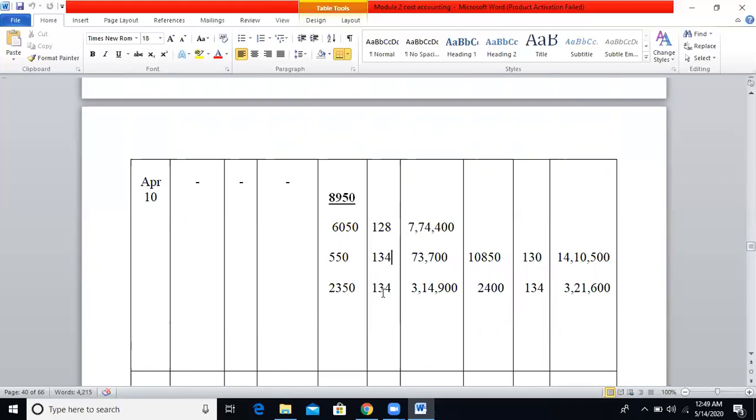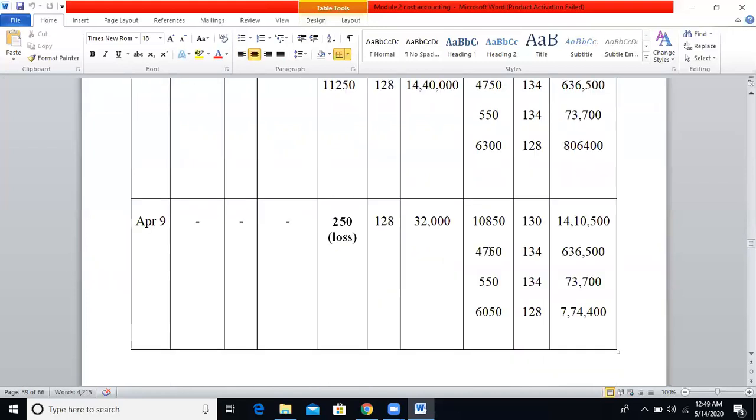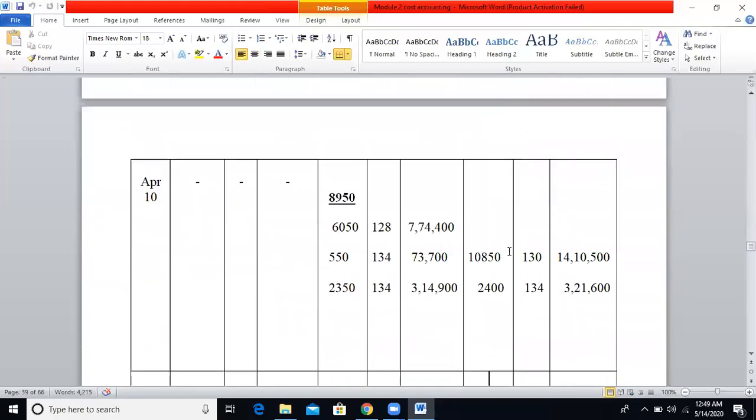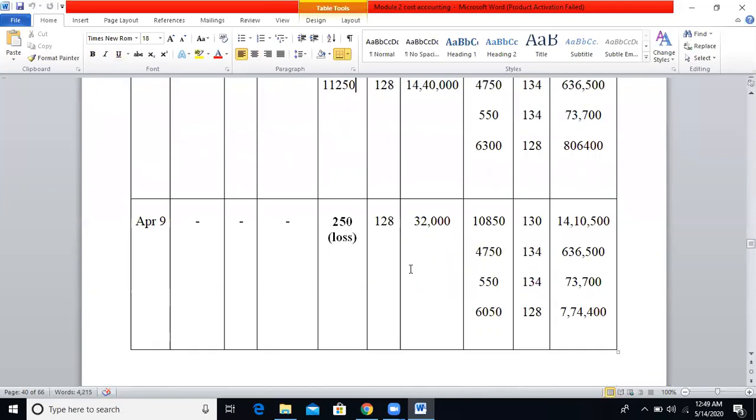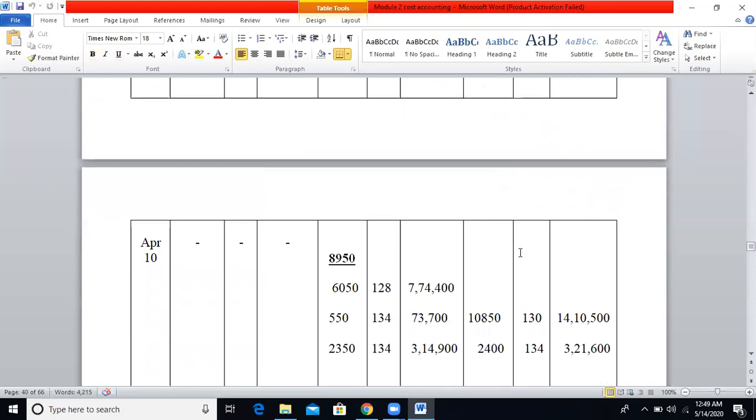That should be issued from the next previous issue, that is 4,750. Out of 4,750, you will issue the remaining quantity of 2,350. What's the rate prevailing for the 4,750 units? 134. So you will use this as the issue price. So 2,350 units into 134, you will get the total value as 3,14,900.